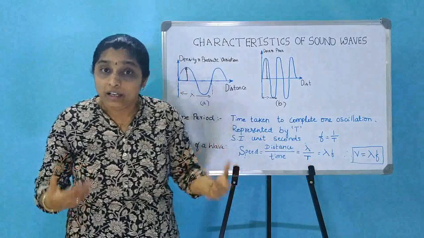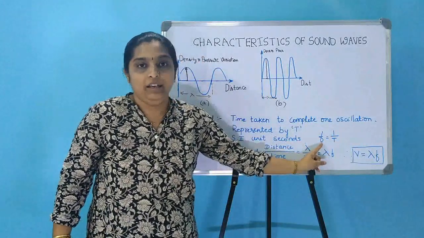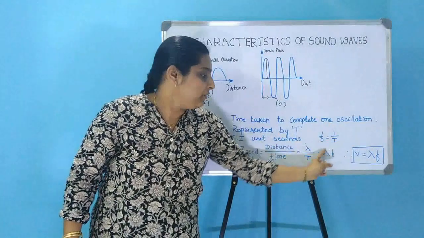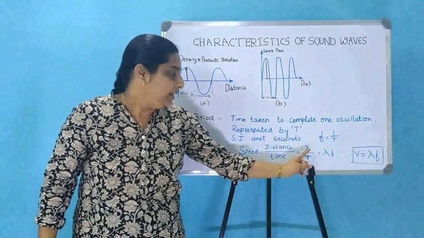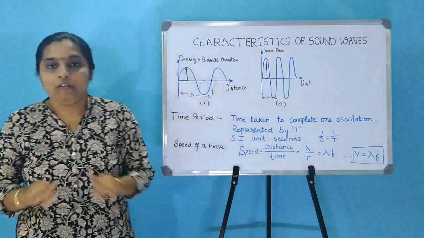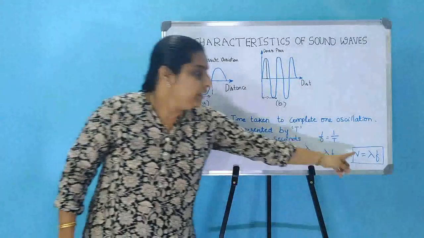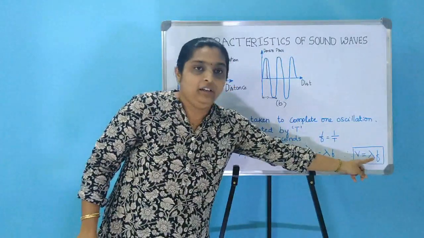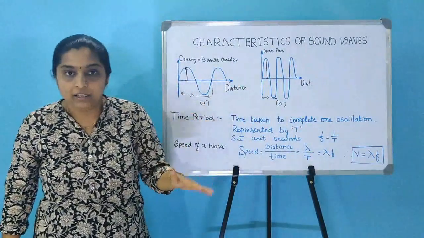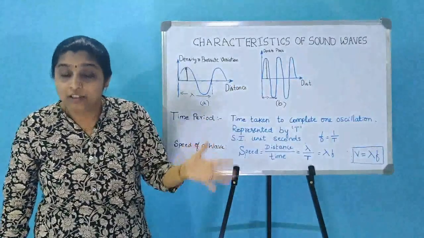But we already know that 1 by T is nothing but frequency, f. So if we substitute this value in this equation, then lambda by T becomes lambda into f. So now finally our relation for the speed of a wave is v is equal to lambda into f, where lambda represents wavelength and f represents frequency of the given wave.